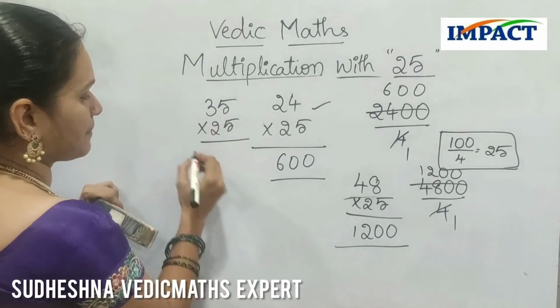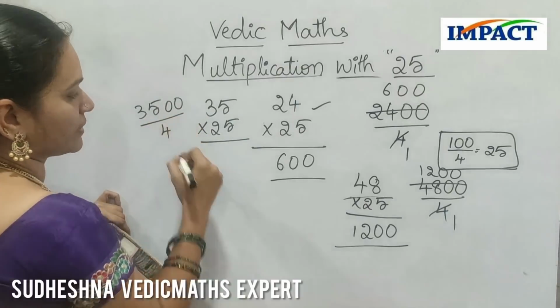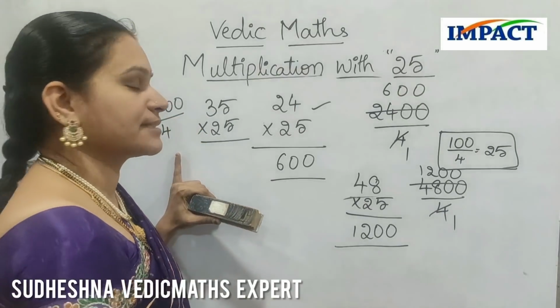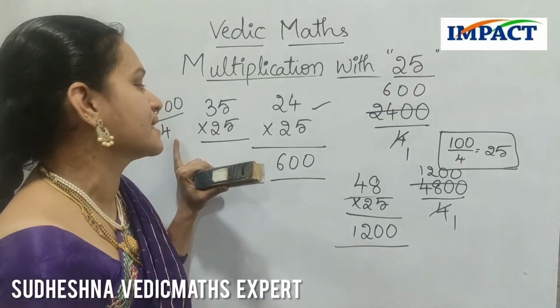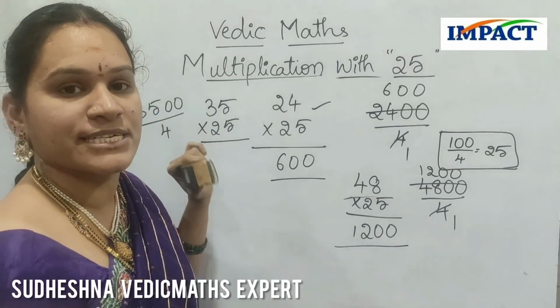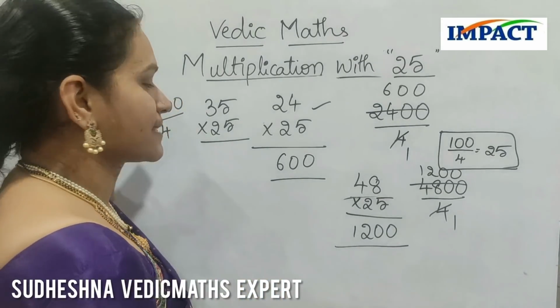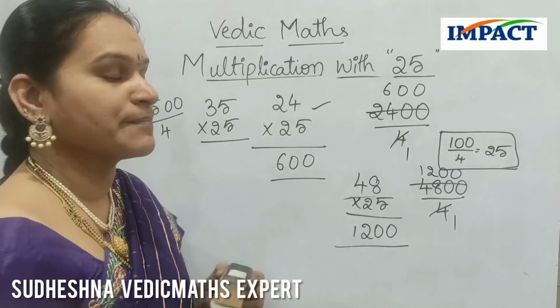Yes, see the same procedure. 35, add 2 zeros and divide by 4. Children, there is a logic that when a number should be divisible by 4, the number should end with zeros or a number which is divisible by 4, right? That is the reason, whether it is an odd or even number, we can divide it by 4, right?